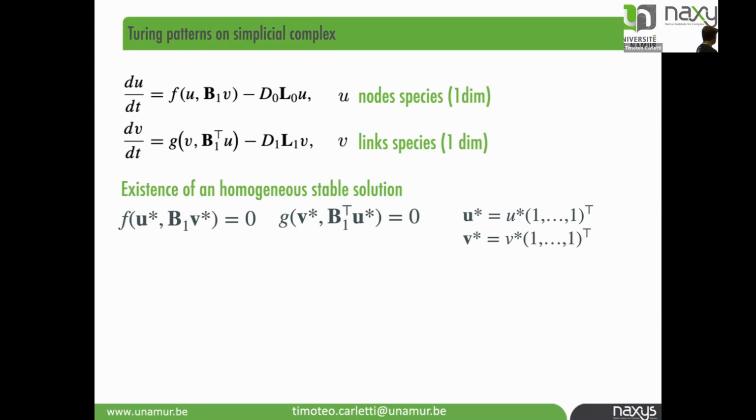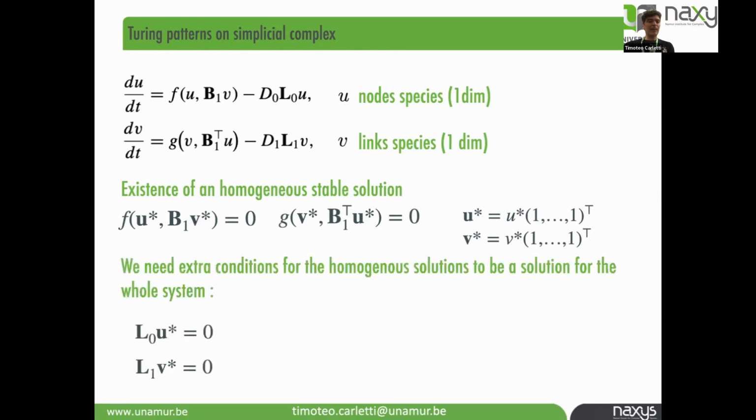So observe that you can write U star and V star as a scalar times the vector 1, 1, 1. If you remember what I told you before, you want this solution, U star and V star, to also be a solution of this system. So you plug in, and you end up with these two equations. You have to prove that L0 U star is 0, but also L1 V star is 0. The first one is straightforward, the same as for the network.